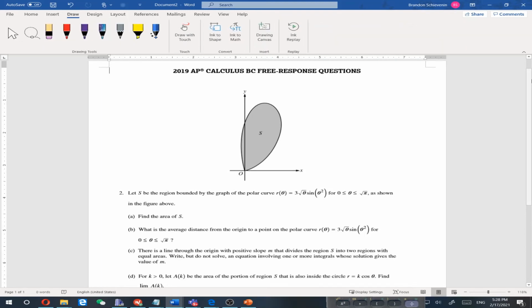Alright, so for the first part, I've got this region S bounded by our graph of our polar curve from 0 until square root pi, shown in the figure above. First thing I want us to do is to find the area of region S. Kyle, what's the area of a polar equation? The area is 1/2 the integral of a to b r squared d theta.